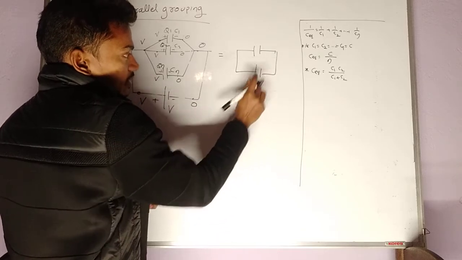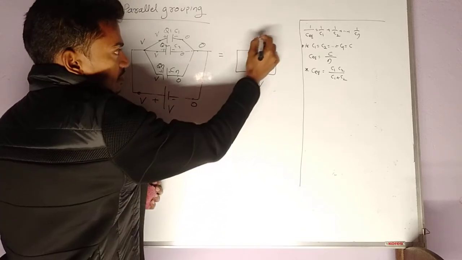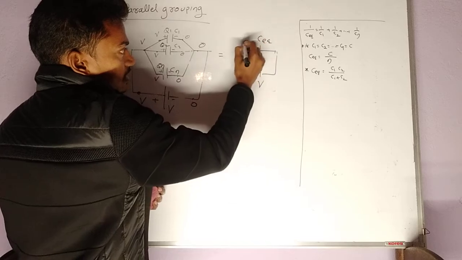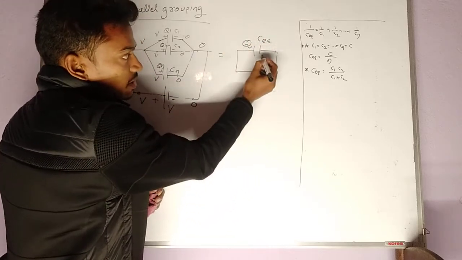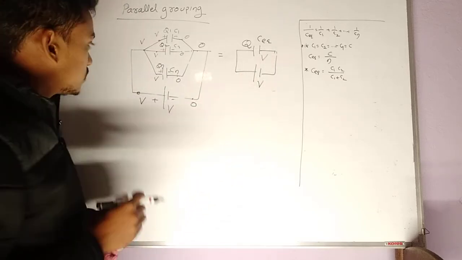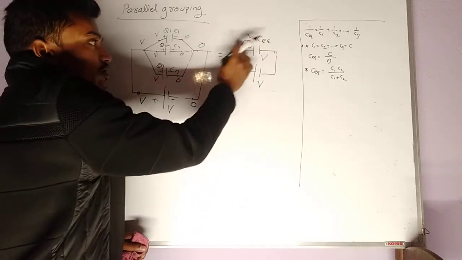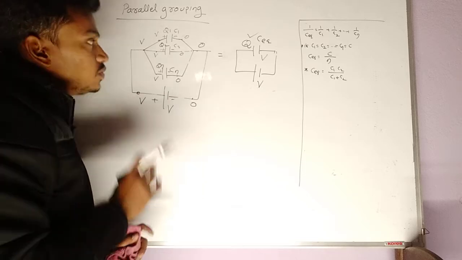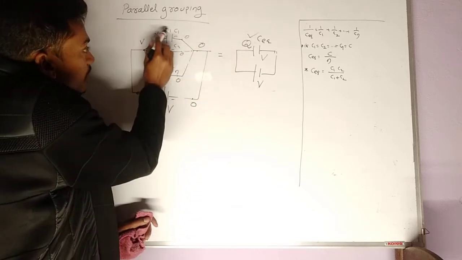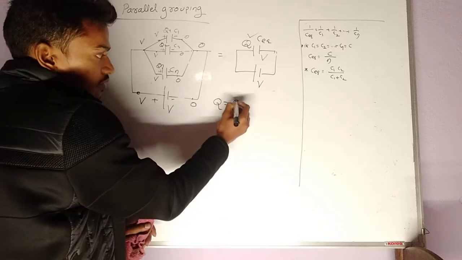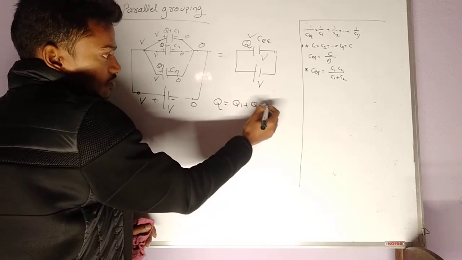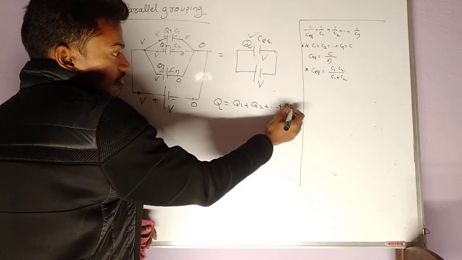This is a battery of potential difference V, and this is the equivalent capacitance, and it has charge Q. The potential difference across this equivalent capacitance is V. So charge on the equivalent capacitance is Q, and that is equal to the sum of all charges. So Q equal to Q1 plus Q2 up to Qn.